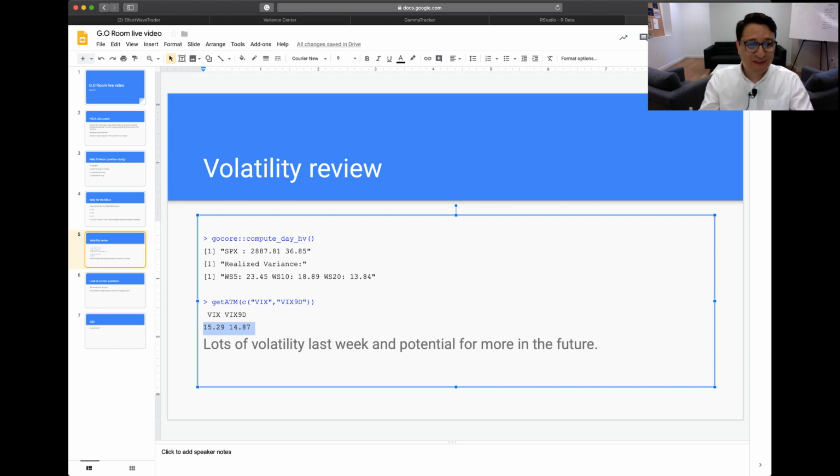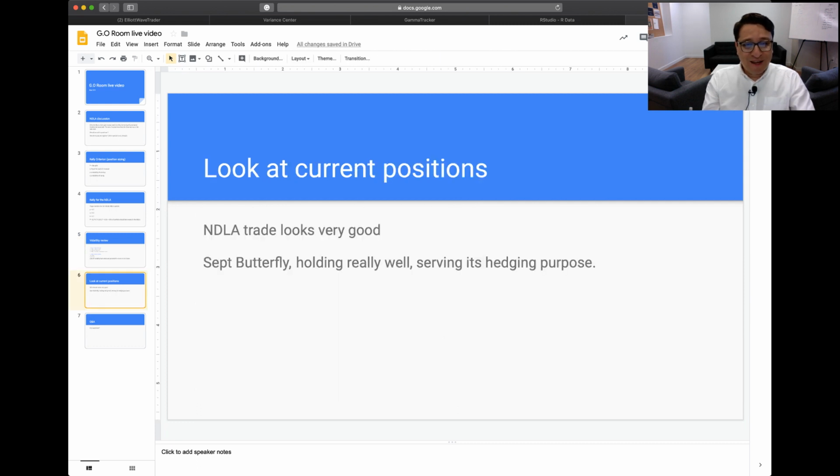What else do I have? Look at current positions. Let me check questions just in case I have more. Jim is saying most people do fractional Kelly, that's very smart, Jim. Of course, Kelly. I will say that Kelly is too optimistic now. Better to use fractional Kelly.